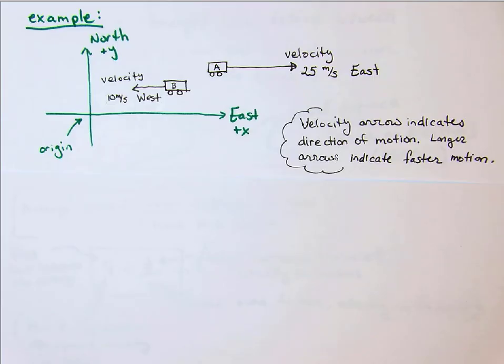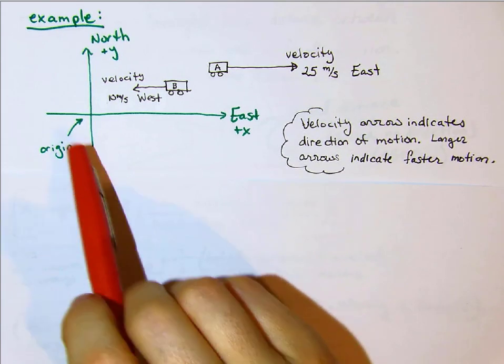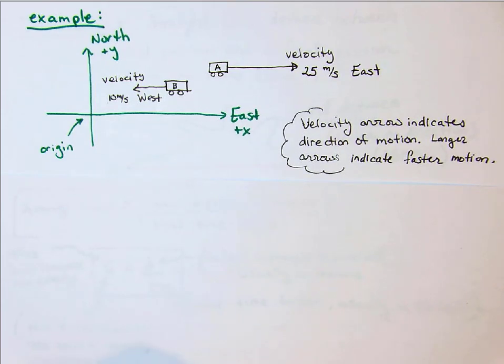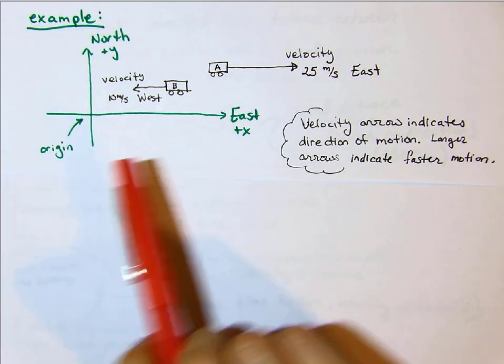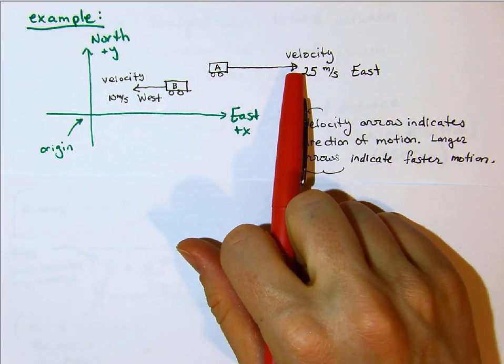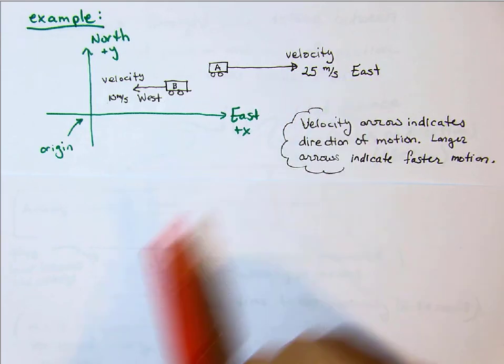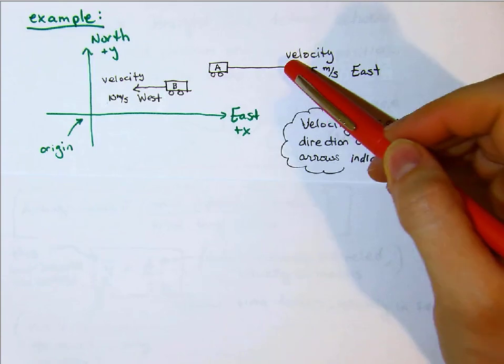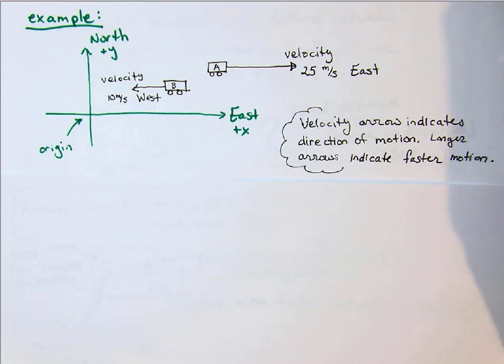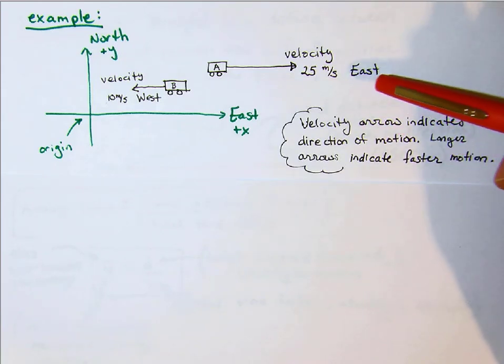Here's a quick example that I drew. Again, I drew an origin, maybe that's my house again, and I drew some axes on there. But just imagine that you're looking at a map, with north up. I drew two cars on here, A and B, and I drew A moving to the right with a velocity of 25 meters per second to the east. This arrow would indicate the direction, but I also wrote the direction on there myself. If you had said 25 meters per second to the right, I'm fine with that. If you had said 25 meters per second in the positive x direction, I am also fine with that.